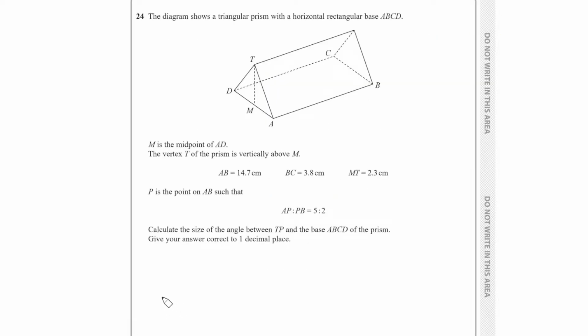Okay, last question. The diagram shows a triangular prism with a horizontal rectangular base ABCD. M is the midpoint of AD. The vertex T of the prism is directly above M, just so you know it's not like slanted or anything.